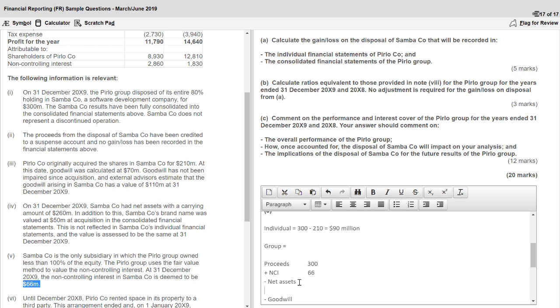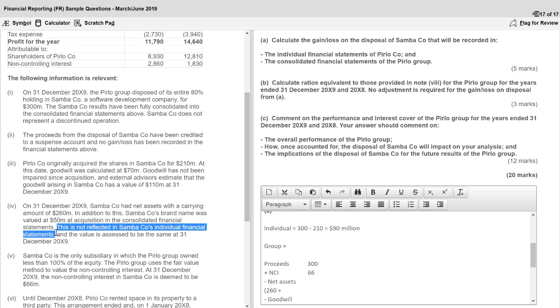The net assets, you just need to be careful on the net assets. Just a quick calculation, because it says in part 4 the net assets had a carrying amount of 260 million. So we'll start off with the 260. However, there is a brand name, so there is an intangible that was acquired. IAS 38 says that cannot be recognised in the individual financial statements. So that's correct, that's not reflected in the individual financial statements under IAS 38.